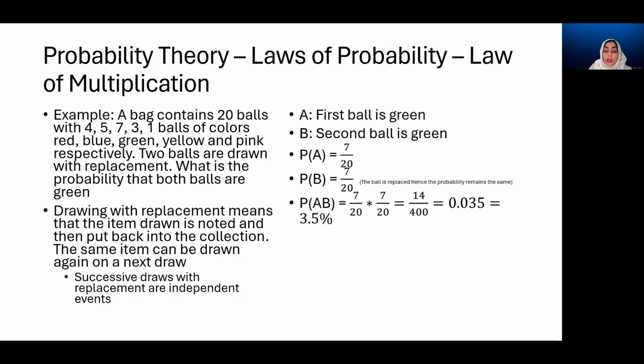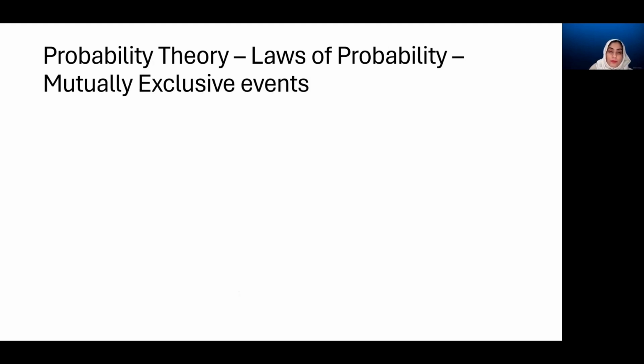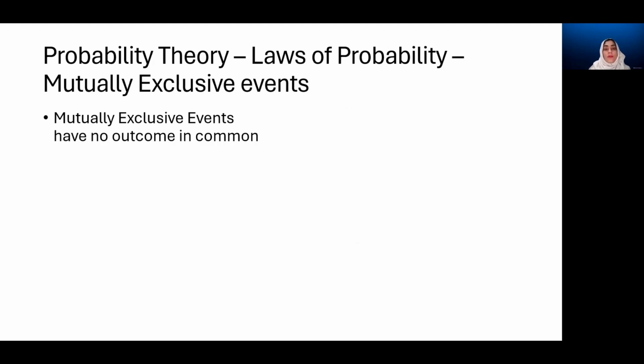Since these events are independent, the event that the first ball was green, which was event A, has no effect on the probability of the second ball being green. So if the events are independent, we can calculate the probability simply by multiplying their respective probabilities. And we get 49 by 400, which is 0.1225, a 12.25% chance that both the balls drawn with replacement would be green.